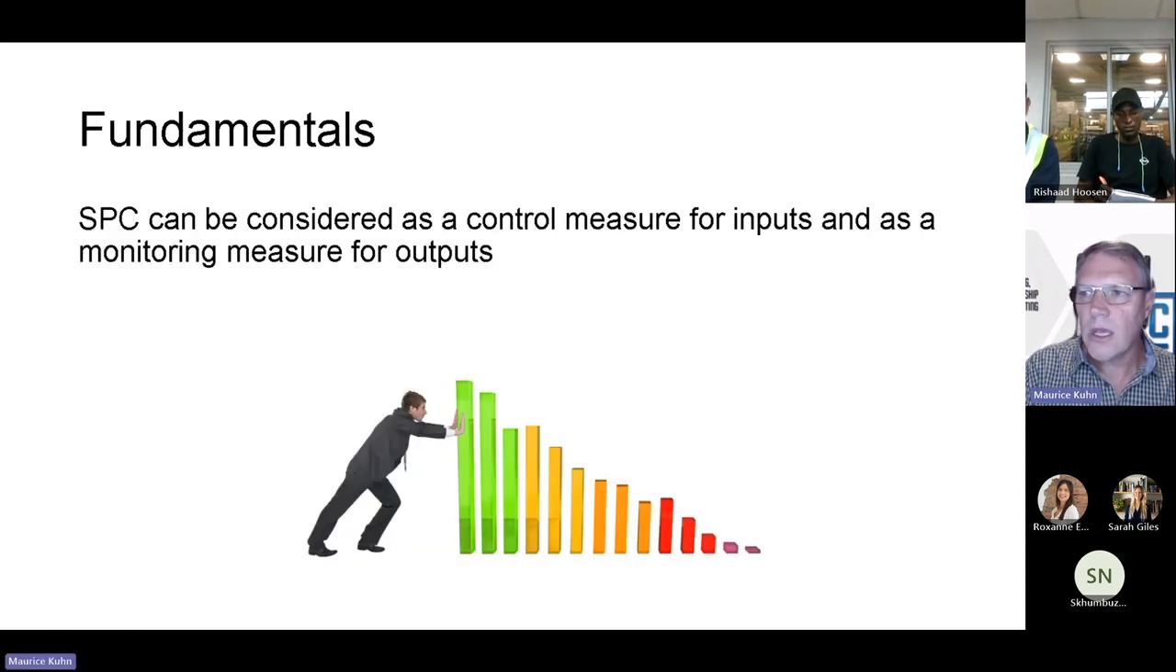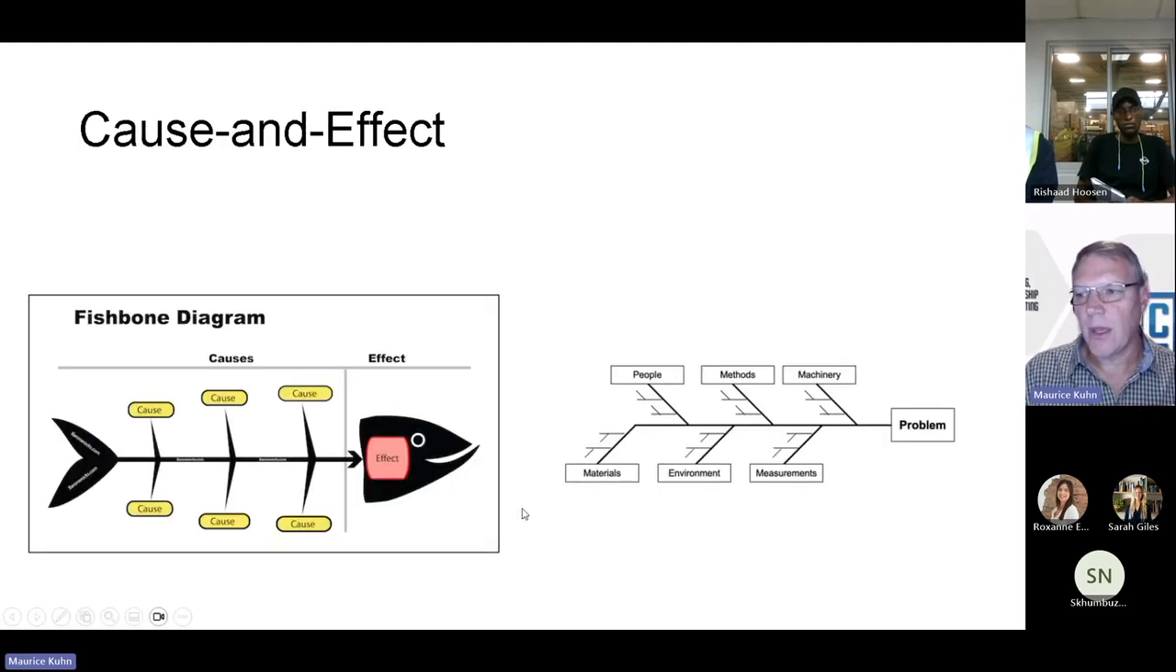So I just want to have a look at a couple of fundamentals here as I'm laying the foundation with the slides. Firstly, SPC can be considered as a control measure for inputs, but also as a monitoring measure for the output. So back to our previous slide, we really cannot fix the effect. We can only monitor the effect. I can only monitor the taste of the cup of coffee. I can't fix the taste of the coffee once the coffee is made. If I wanted to fix something, I need to control the inputs better. So that's why statistical process control is a control mechanism on the inputs that are specifically influencing their particular outputs. We monitor the output, we control the inputs.